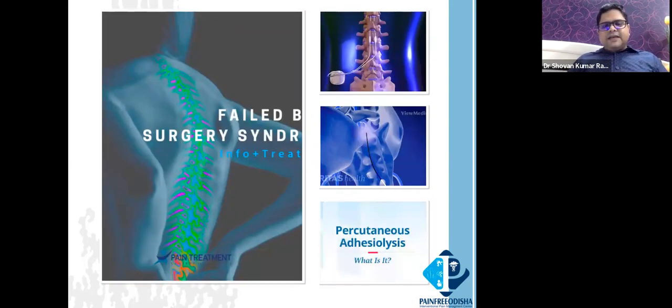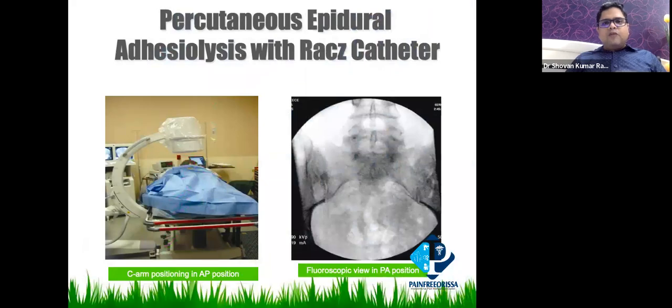Now, another is if there is a failed back, if you have done a surgery, but even after that the pain is persisting. Usually it is because of adhesions inside the spinal canal. We can go for a percutaneous adhesiolysis, means lysing those adhesions, or we can go for a spinal cord stimulator. Again, we will not be discussing much about spinal cord stimulator because that is the most beautiful aspect, but it is out of our scope now.